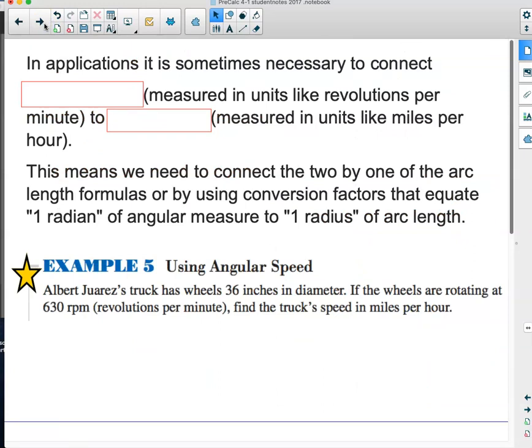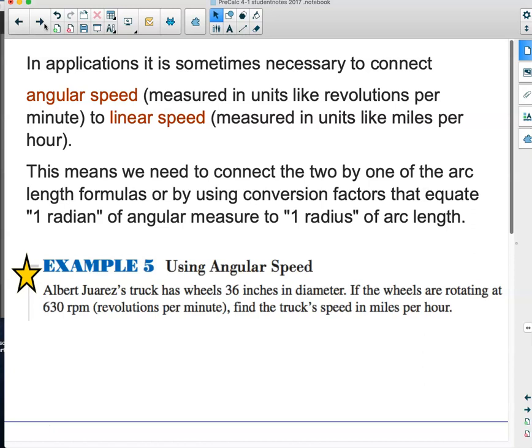In applications, it's sometimes necessary to connect angular speed, which is measured in units like revolutions per minute, to linear speed, measured in units like miles per hour. And most of this has to do with things like, why do you have to get your tires rotated? You know, there's 4 of them on there, they're all the same. Why on earth would you want to rotate them? Because we tend to travel the exact same place every day.